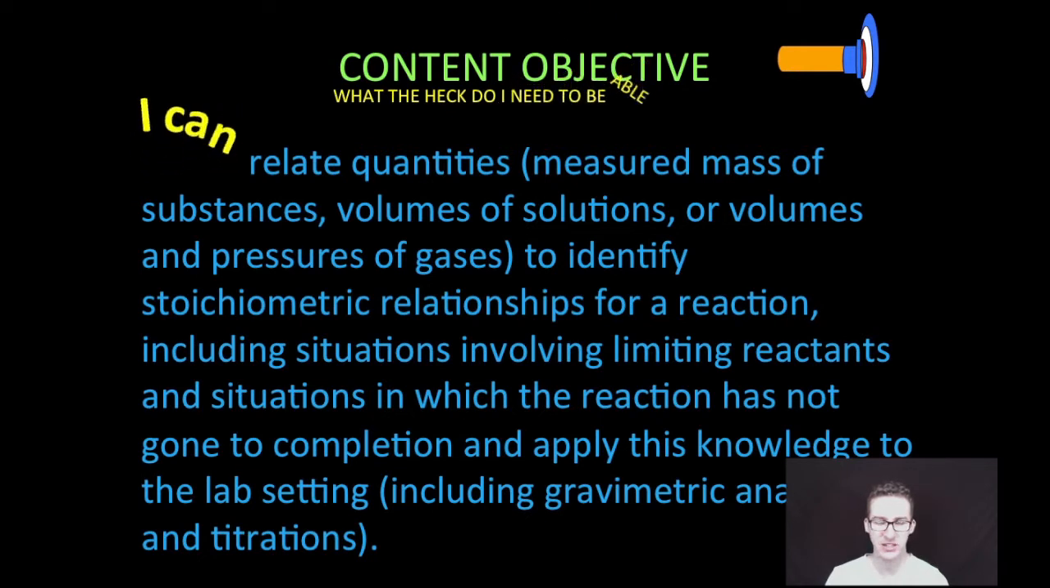So we're going to continue with stoichiometry today. So I can relate quantities, measured mass of substances, volumes of solutions, or volumes and pressures of gases to identify stoichiometric relationships for a reaction, including situations involving limiting reactants and situations in which the reaction has not gone to completion, and apply this knowledge to the lab setting, including gravimetric analysis and titrations. So basically, stoichiometry on steroids.